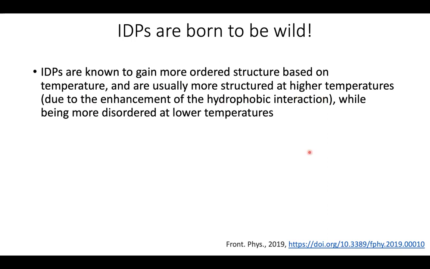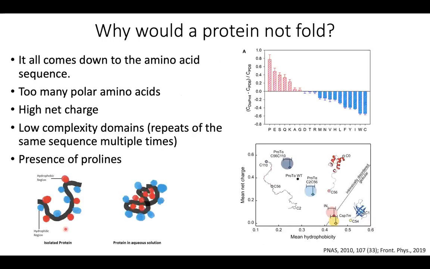Now, why do you think that happens? If you increase the temperature, there is an enhancement of the hydrophobic interaction. I showed you here: these red boxes are the hydrophobic residues, and this blue are the hydrophilic residues. If you put a disordered protein in water, it does not have a folded structure, it has this kind of structure. If you have too many polar or hydrophilic residues, they interact with water, and as a result, they are not able to fold.